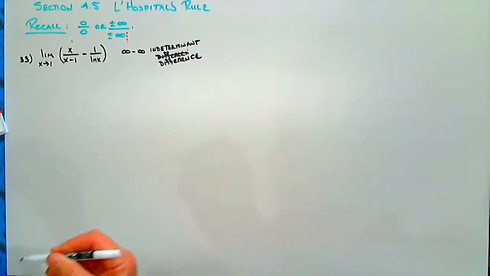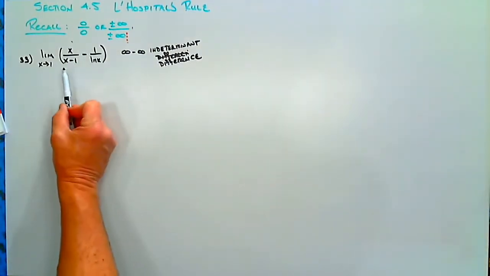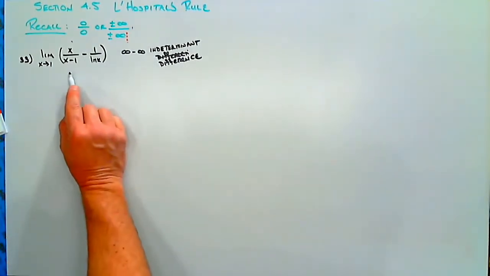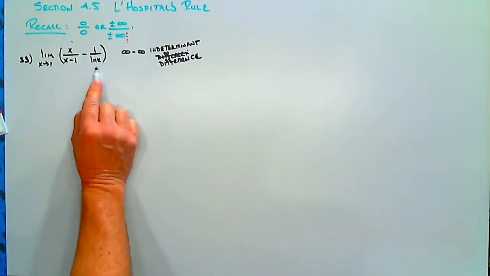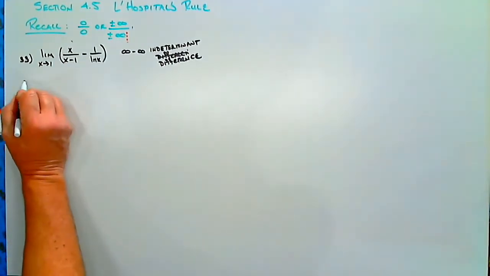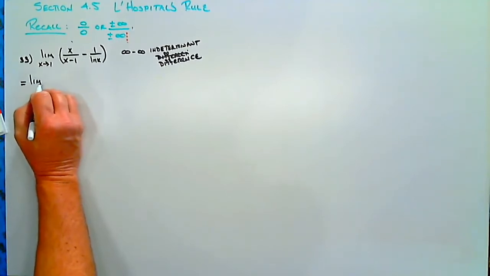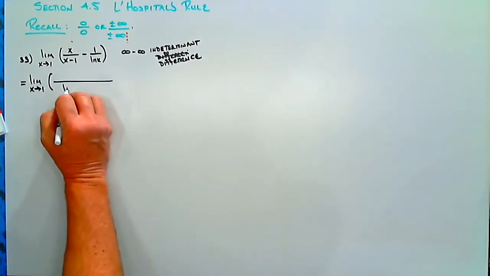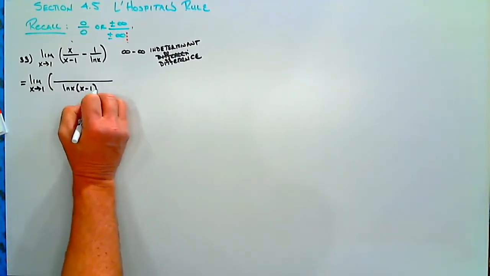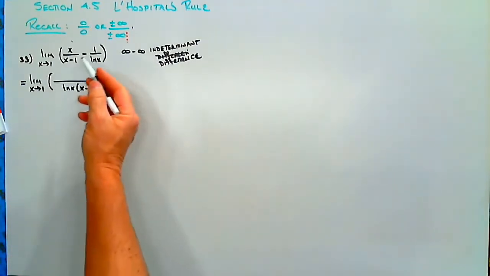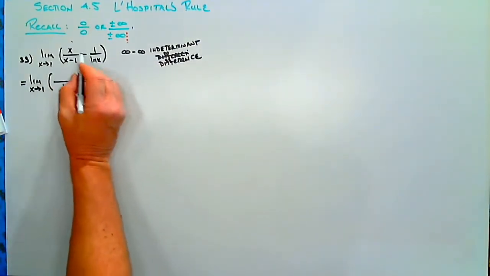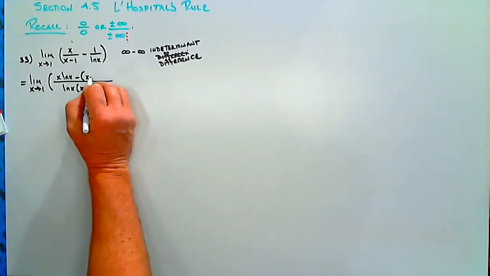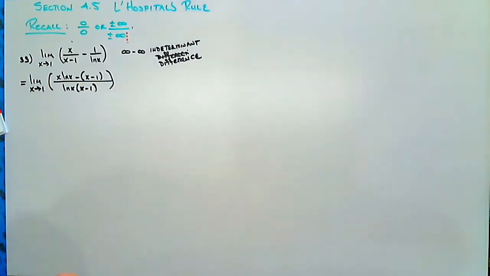So let's just take this problem. We see we have infinity minus infinity. We recognize it's an indeterminate difference. We then say, okay, if I have an indeterminate difference and a fraction minus a fraction, I should try to get a common denominator. So I'm going to rewrite this as the limit as x approaches 1. Now my common denominator is going to be the natural log of x times x minus 1. What are we going to get on the top? Over here we're going to have x ln of x minus x minus 1. That's what we get when we get our common denominator.